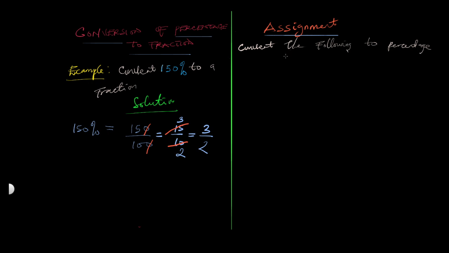Convert the following to percentage. The first one, number 1, will be 5/50. Number 2 will be 2 over 10. I'm giving you what we are converting to. You are converting number 1, 5/50, and 2/10 to percentage.